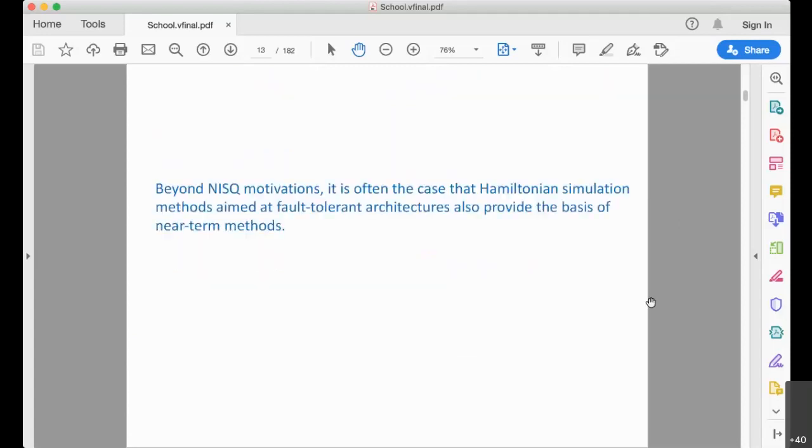But I would say that beyond these motivations, it is often the case that even Hamiltonian simulation methods aimed at fault-tolerant architectures also provide the basis for other near-term methods. One example is the product formula that we'll talk about today.